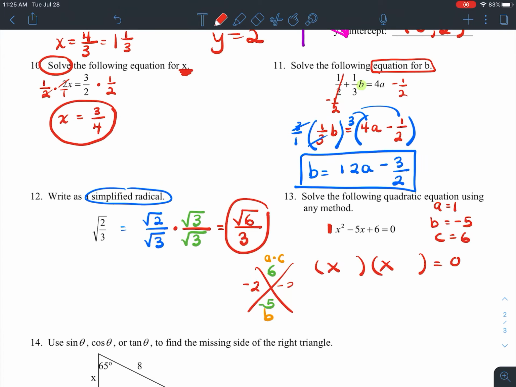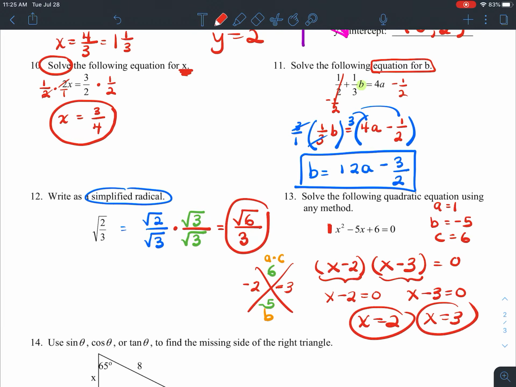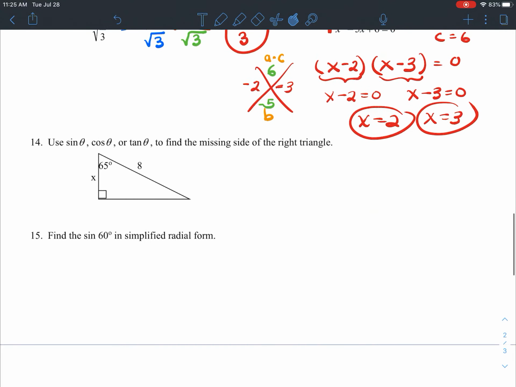Okay, those two numbers would be -2 and -3. Those will add to be -5, but those will multiply to be a +6. Okay, once you have this factored, then you're going to take each factor, set each factor equal to 0, and we get two answers of 2 and 3. Okay. All right.